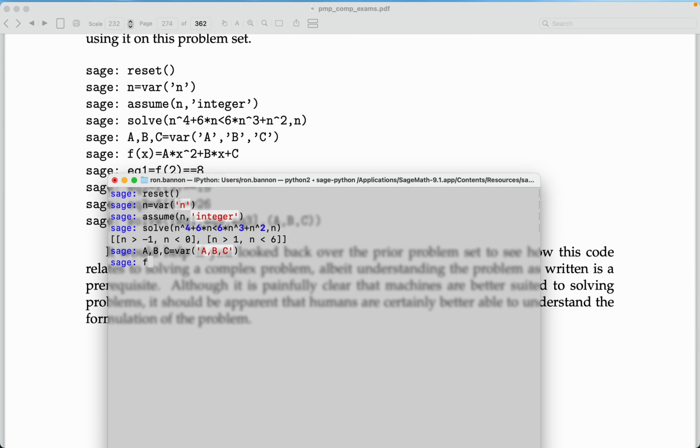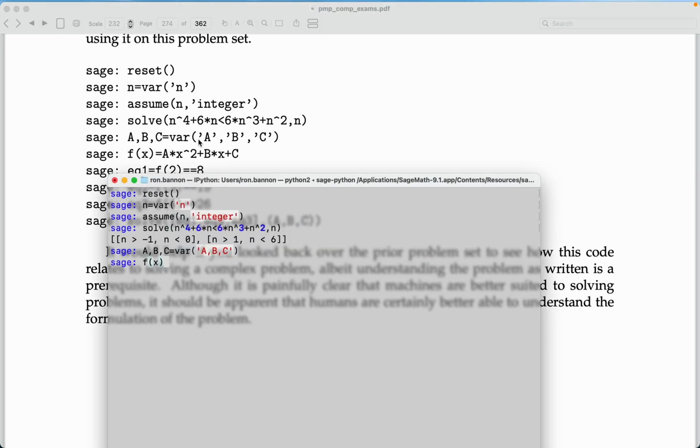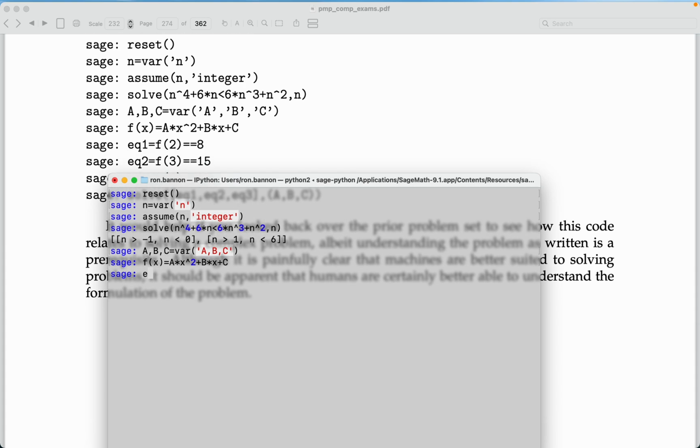Now I'll define a function, f of x. Whoops, sorry about that. F of x is equal to, well, it looks like a standard quadratic. So a star x squared plus b star x plus c. And I'm going to say equation 1, EQ1 is equal to f evaluated at 2, and that's supposed to be equal to 8. All right?